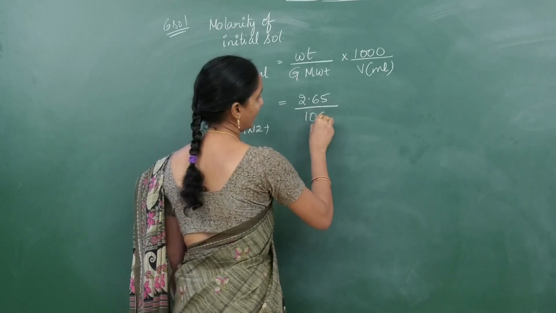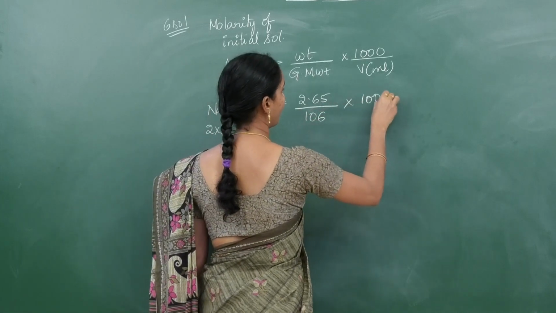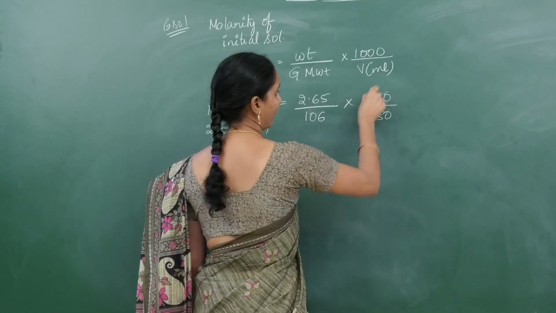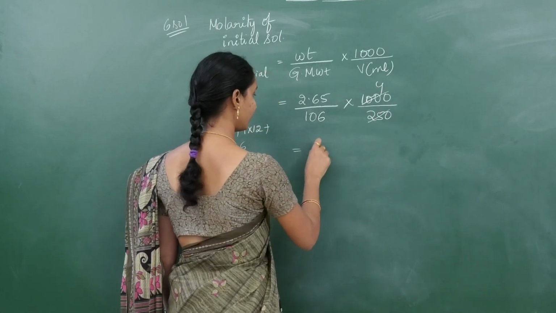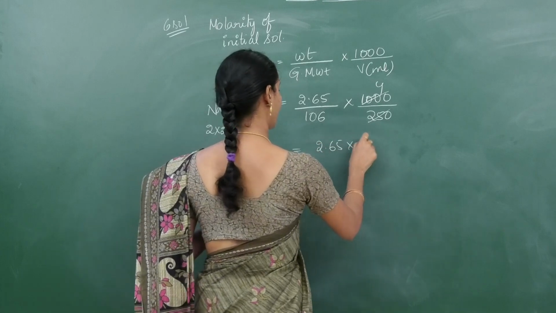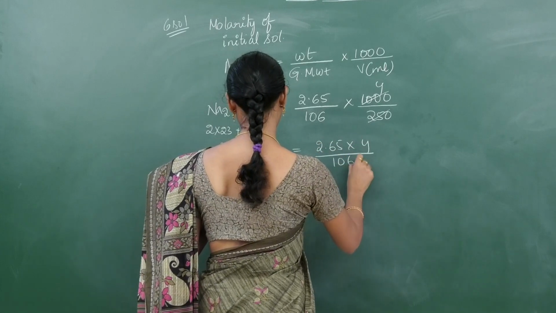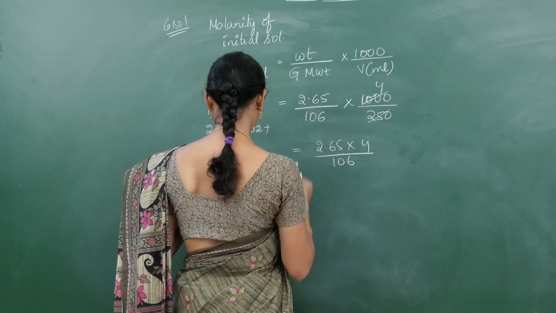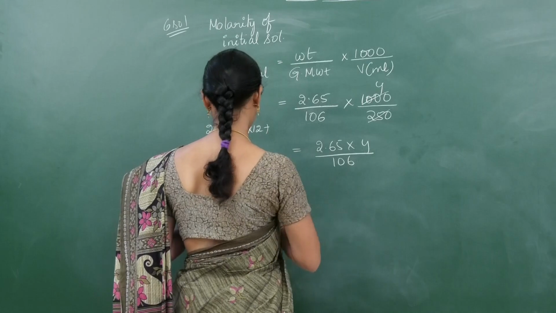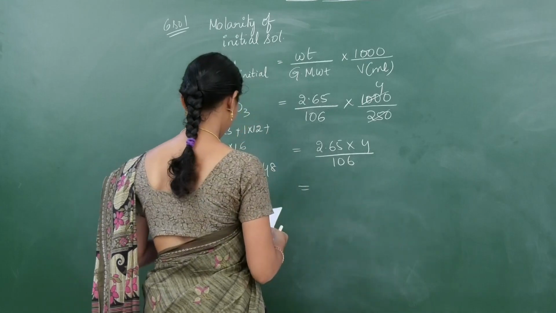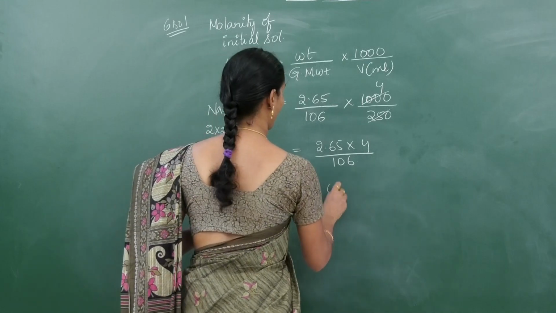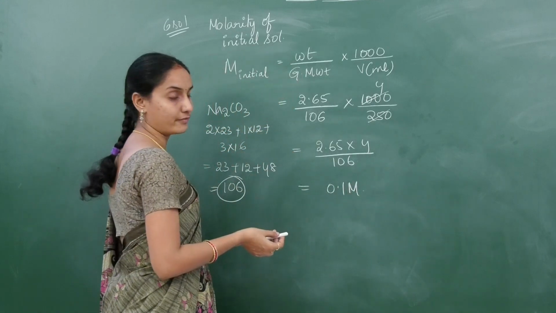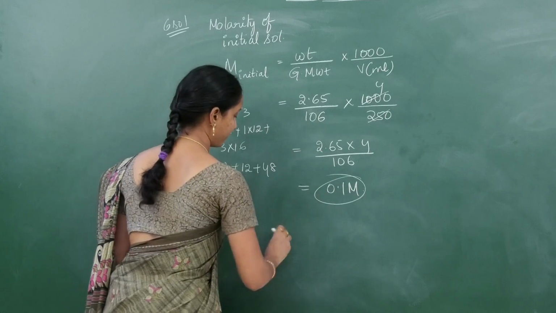So here you take 106 into 1000 by 250 ml, which is taken, so 4 times. 2.65 into 4 upon 106 you will get. Then by calculating this you will get 0.1 molar, children. So the initial concentration of the solution is 0.1.